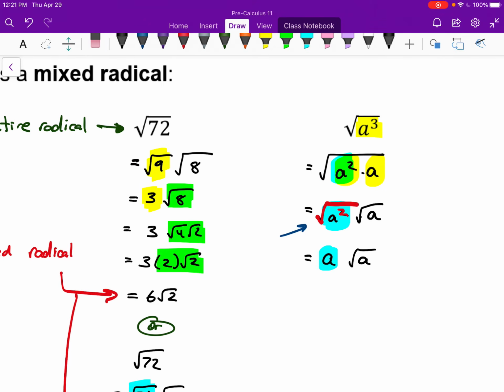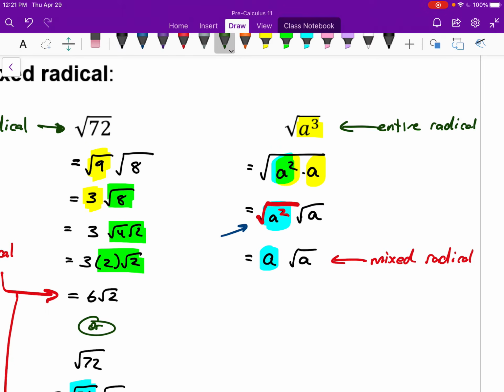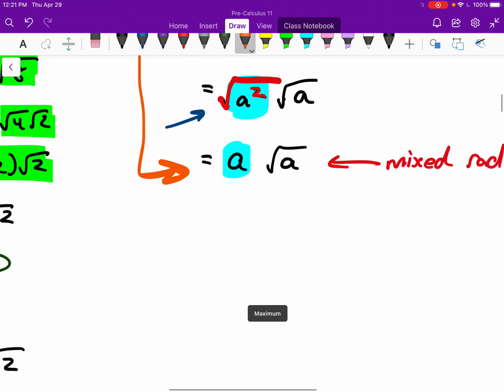And again, what I have at the end, this is my mixed radical. And this was my entire radical. However, I want to make one more comment about this last one. Again, the more connections we realize, the more options we have. Another way of getting from here to here is using exponent laws. So let me kind of make a note right here.